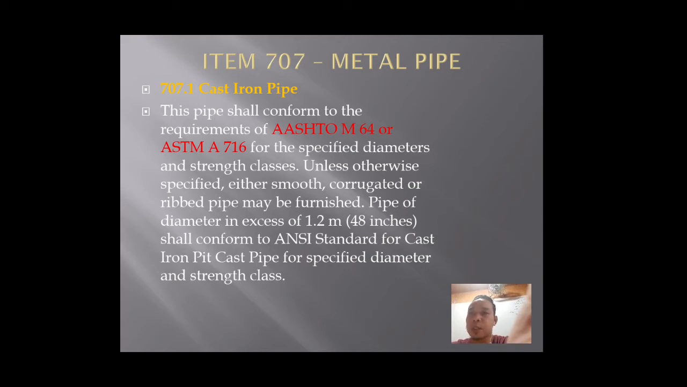Pipe of a diameter in excess of 1.2 meters or 48 inches shall conform to the ANSI standard for cast iron pit cast pipe for the specified diameter and strength classes.